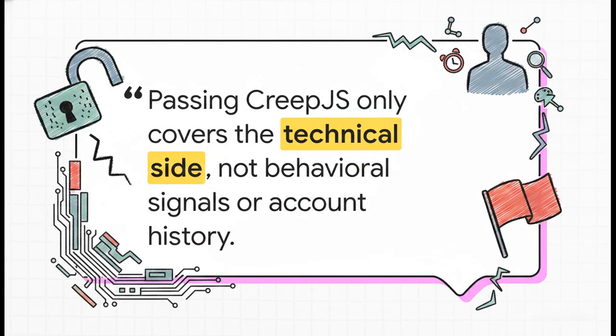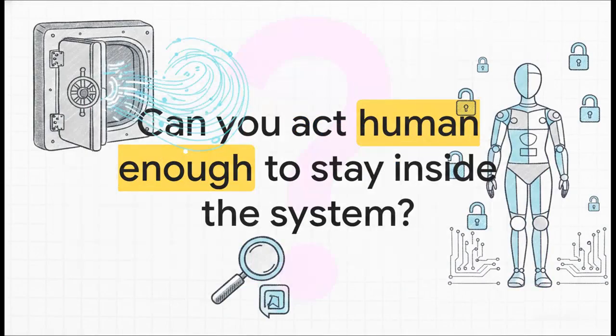To really hammer this home, let me share a crucial quote from our source material. It says, "Passing CreepJS only covers the technical side, not behavioral signals or account history. If you automate suspicious actions, platforms may still flag you." That's the reality, folks. Technical perfection is completely useless if it isn't paired up with flawless operational security and genuine human-like behavior. Which leaves us with this final, truly critical thought.